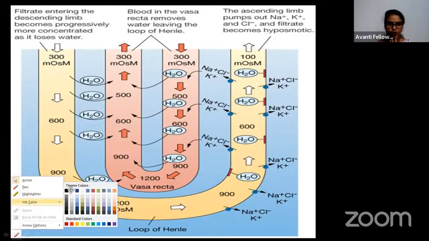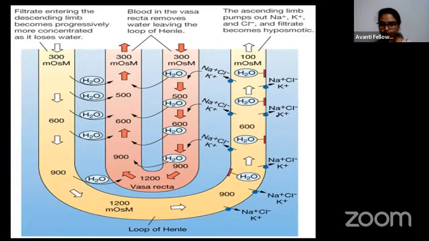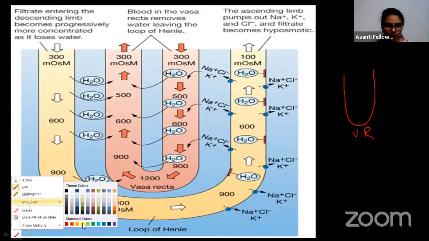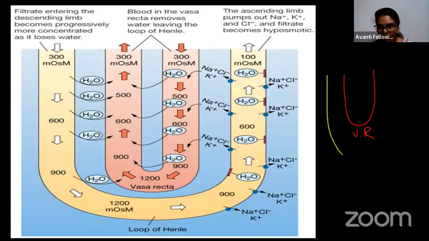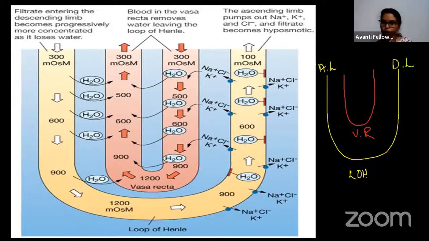So here, what happened? Okay, here you are going to see. Here, first, what will we take? The inner tube is the vasa recta. The outer tube is the loop of Henle. So this is the loop of Henle. In the loop of Henle, which is which? This is the ascending loop and this is the descending loop of Henle.